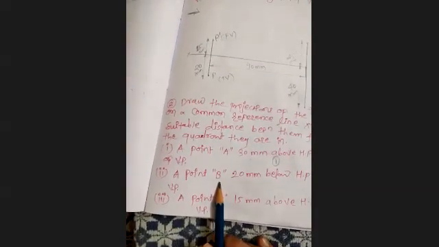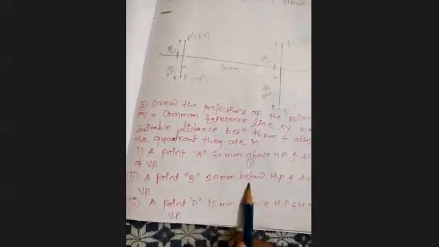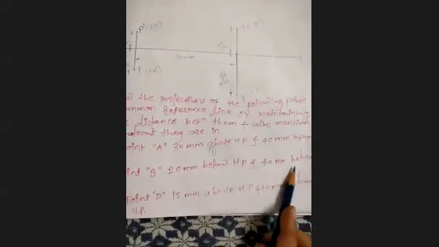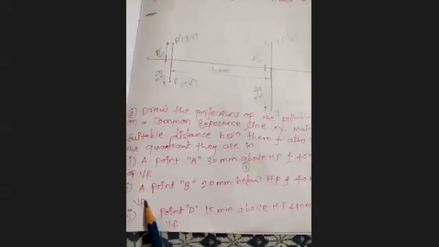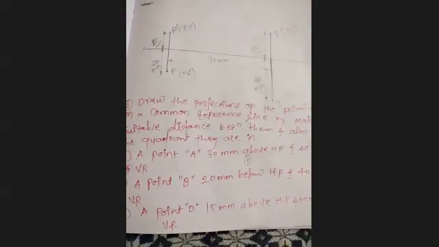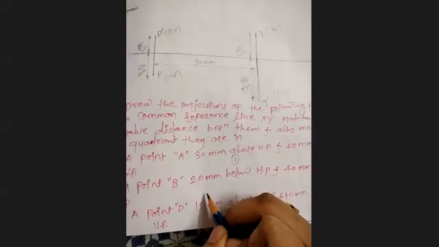Okay, ma'am. Okay. After that, second point, what are they asking? Point B, 20 mm below HP and 40 mm behind VP. Guys, please tell me which quadrant. Third quadrant. Is it right?